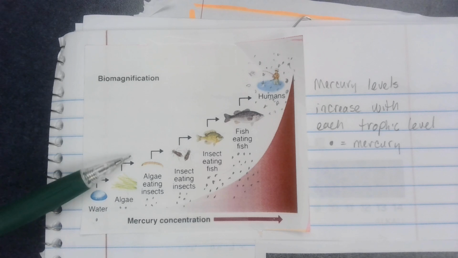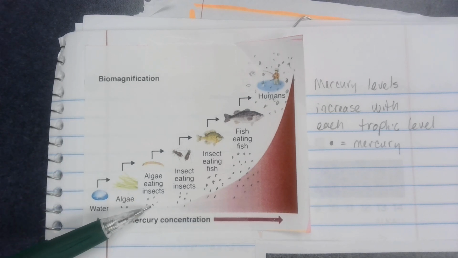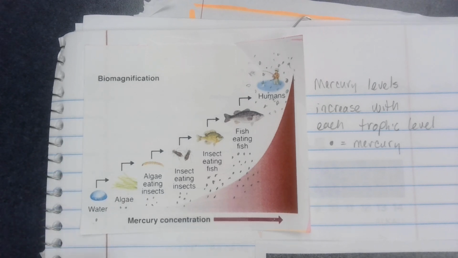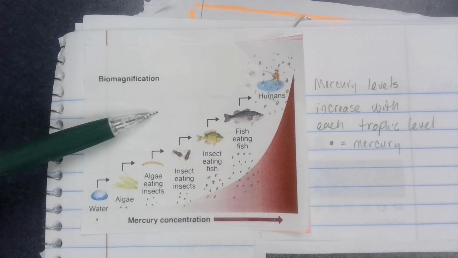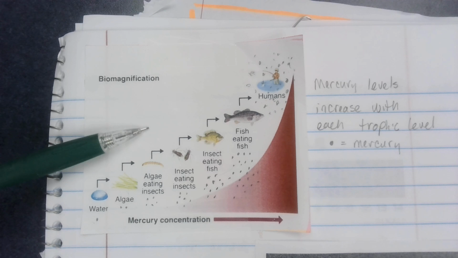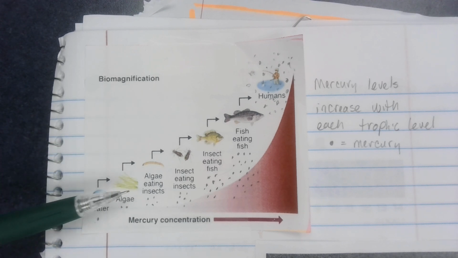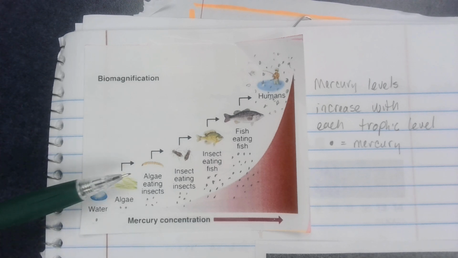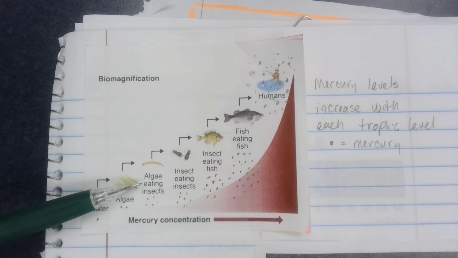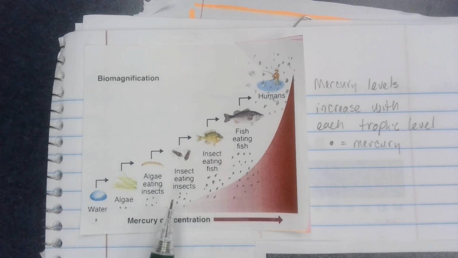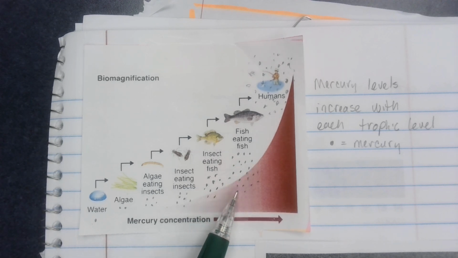Then we have insects eating algae, and so we have more dots of mercury here because at each trophic level, remember our energy pyramid, each trophic level had to consume a whole bunch of organisms in the level below. So insects eating algae have to eat a lot of algae. And because they eat a lot of algae, they incorporate more mercury into their bodies. And insects that eat these insects, and fish that eat these insects, and fish that eat these fish. And now we have tons of mercury being stored in these fish.